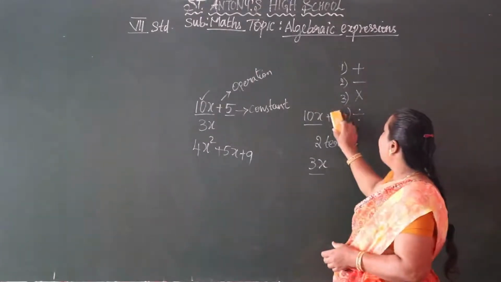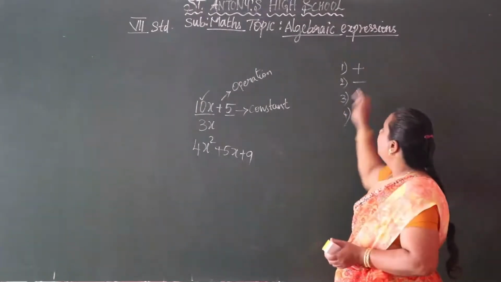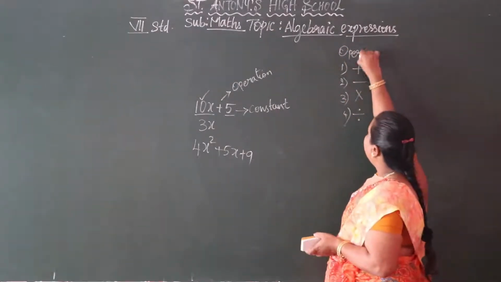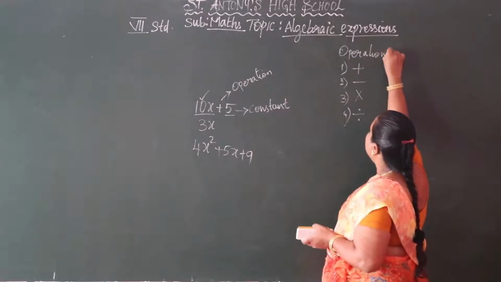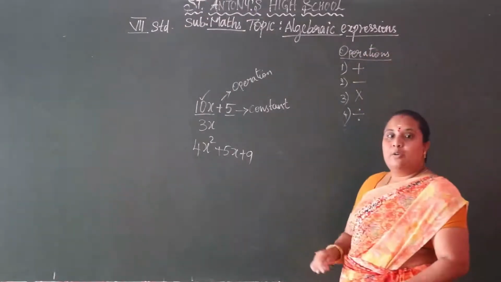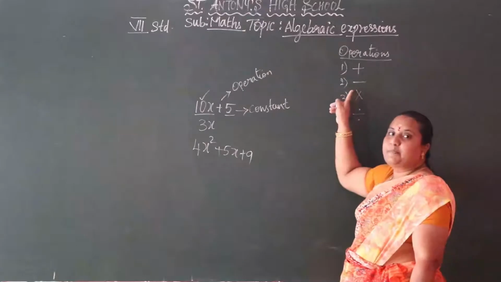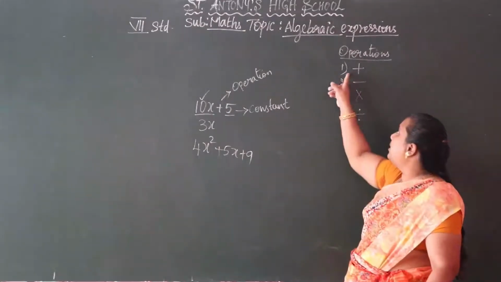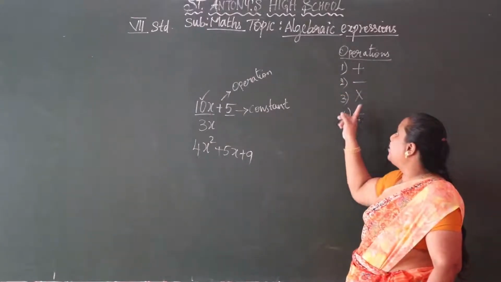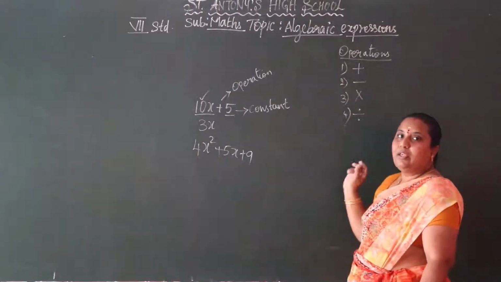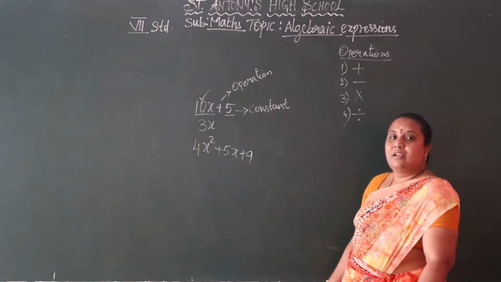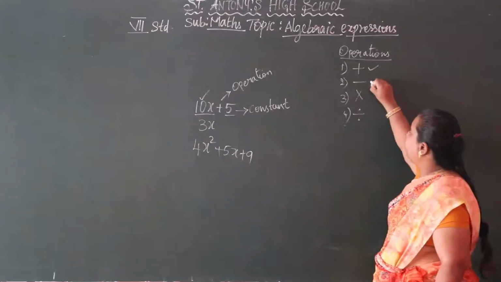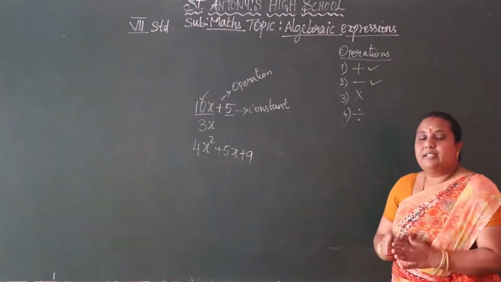So we have 4 operations, and these are the operations in mathematics: addition, subtraction, multiplication and division. Among these, addition and subtraction divide the terms.